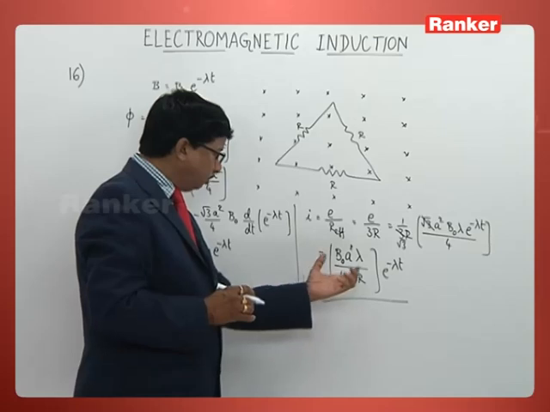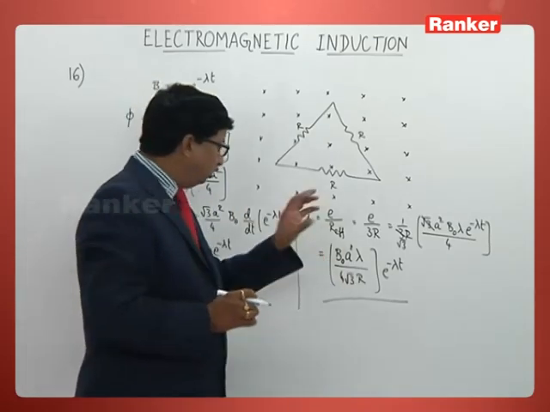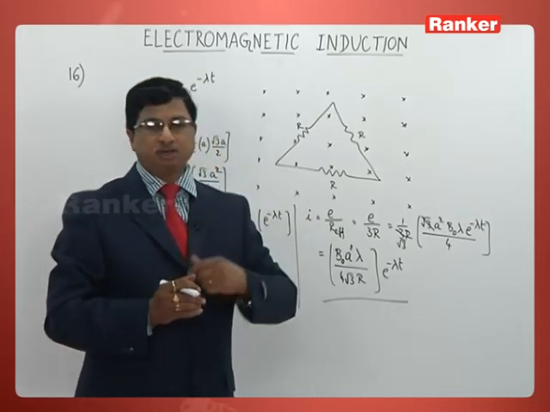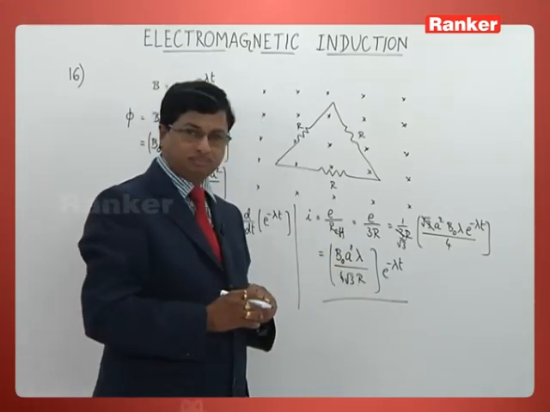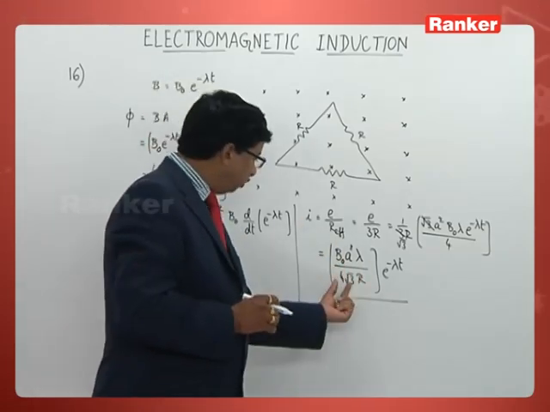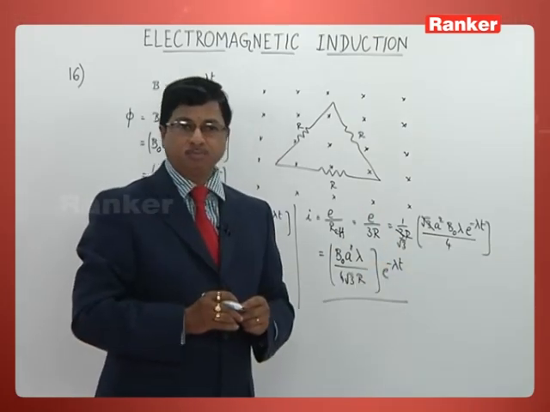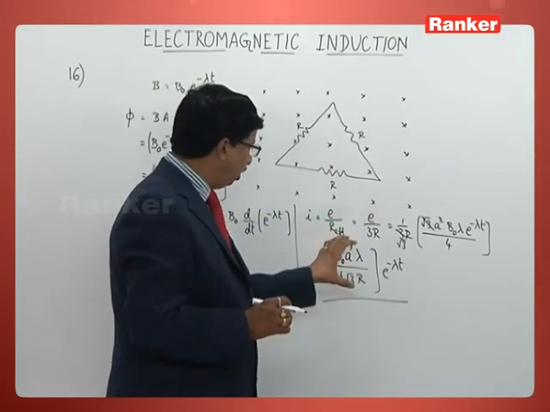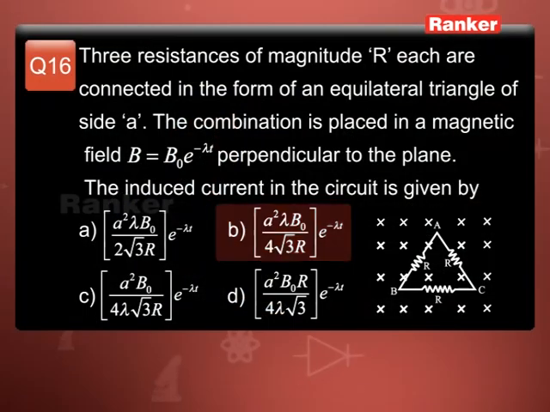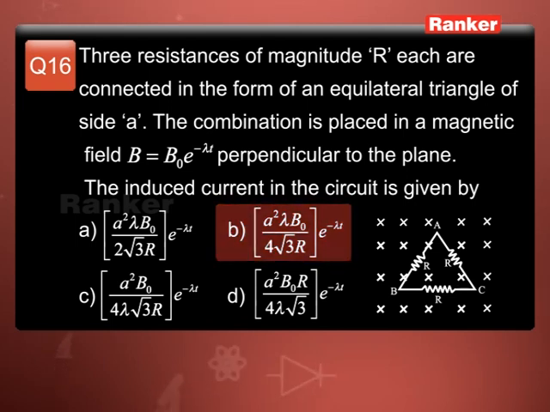When you just look at this particular value, which option is coinciding with this? The second option, you look into: a square lambda B naught divided by 4 root 3 R into e power minus lambda t. The second option is exactly the same whatever I have got by calculation. So we can say directly the answer for this particular problem 16 is B.